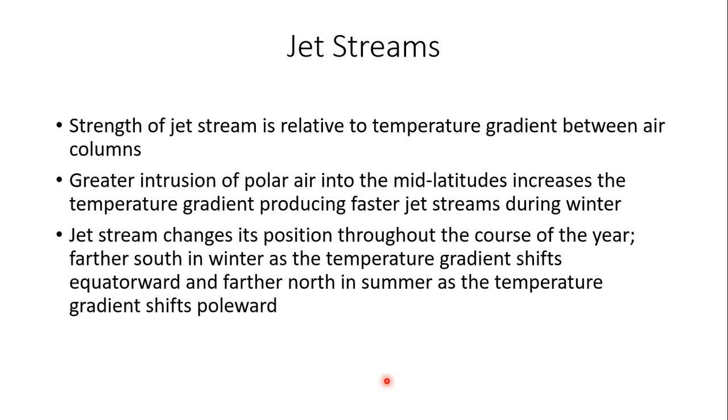Jet stream changes its position throughout the course of the year. As far as where the main polar front jet stream axis sets up, it's much further south in the wintertime as that temperature gradient, much colder polar and arctic air shifts from the polar areas towards the mid latitudes. So that's going to result in that polar front jet stream shifting south in the winter. And then it moves further north in summer as that temperature gradient really slackens during the summer season.